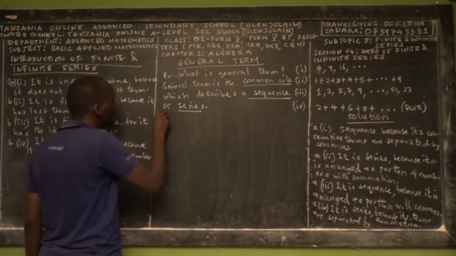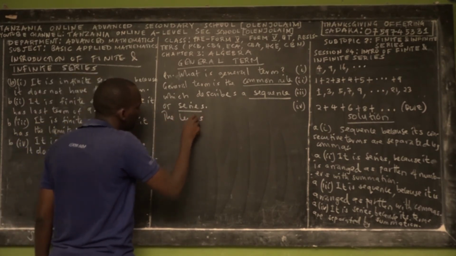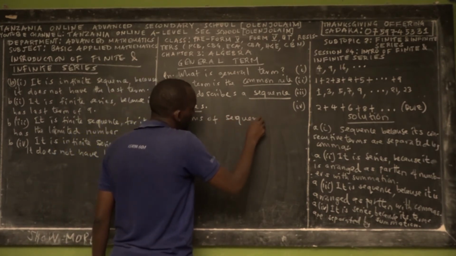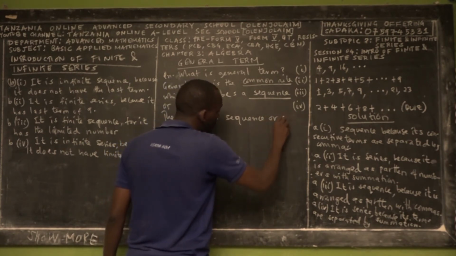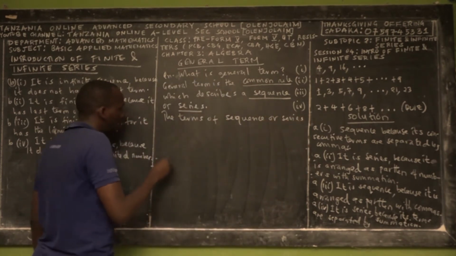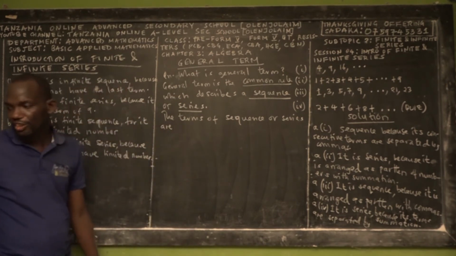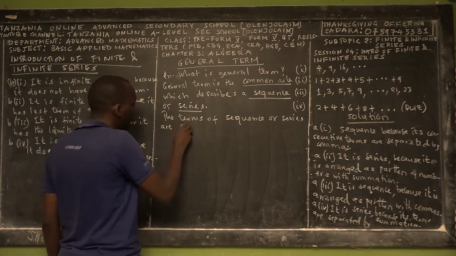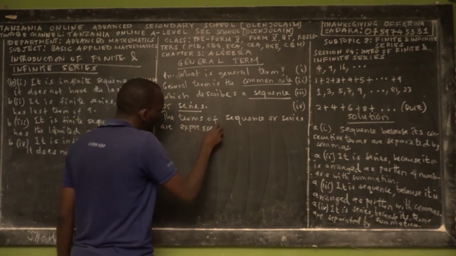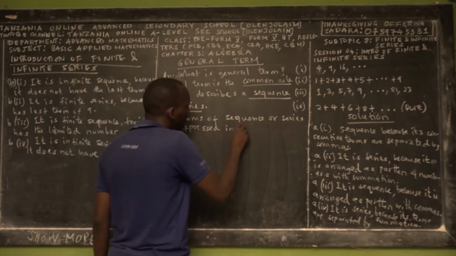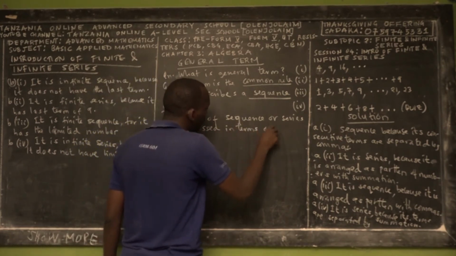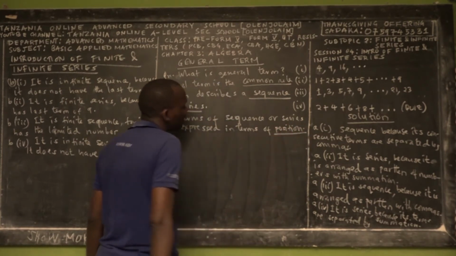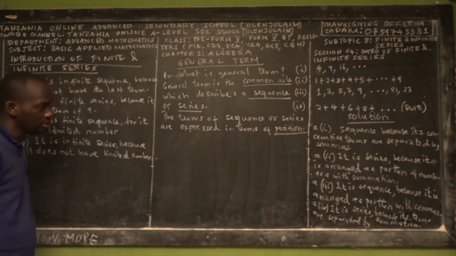So you say that the terms of a sequence or series are represented, or we call it, are expressed in terms of their position. Expressed in terms of what? Of position.